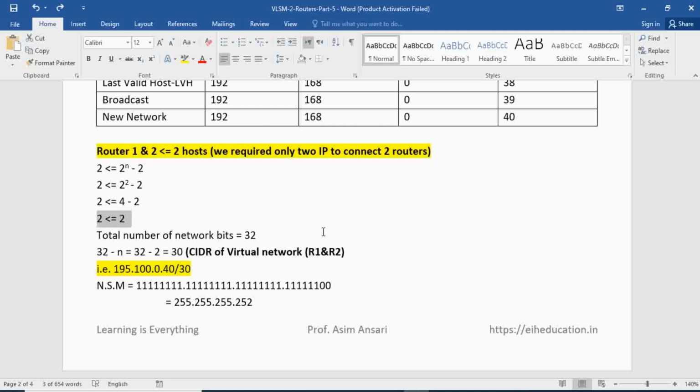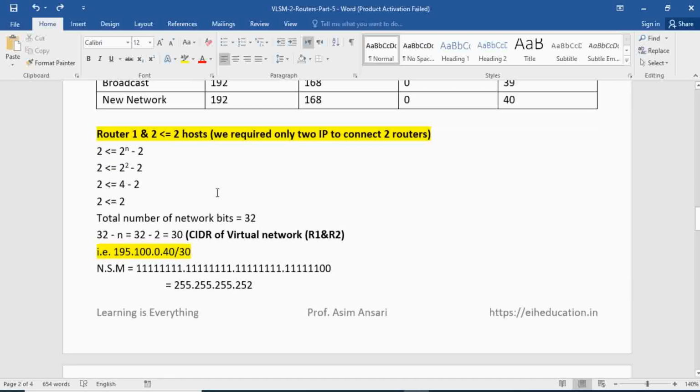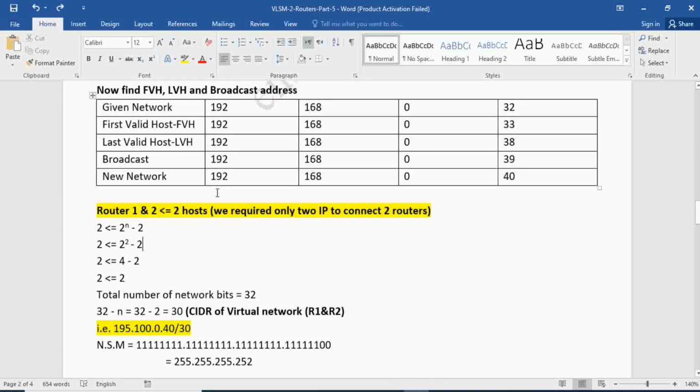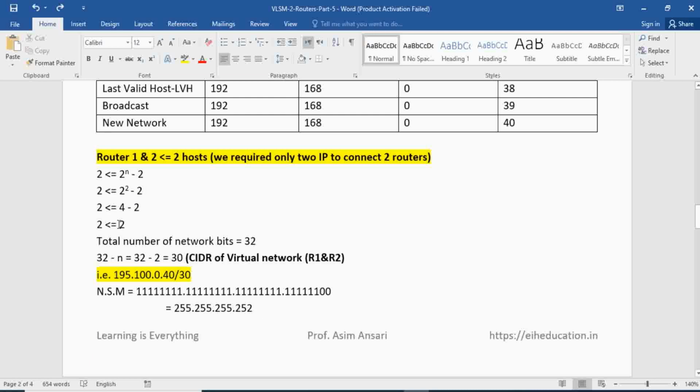Then we want to find the CIDR value because without the CIDR value the router will not accept the route. The total number of network bits is 32. We need to subtract the n value from 32. So 32 minus 2 equals 30. So the CIDR value is 30. That is 198.10.10.160/30 is the subnet. Move to the next question, how many hosts? So the answer is 2.